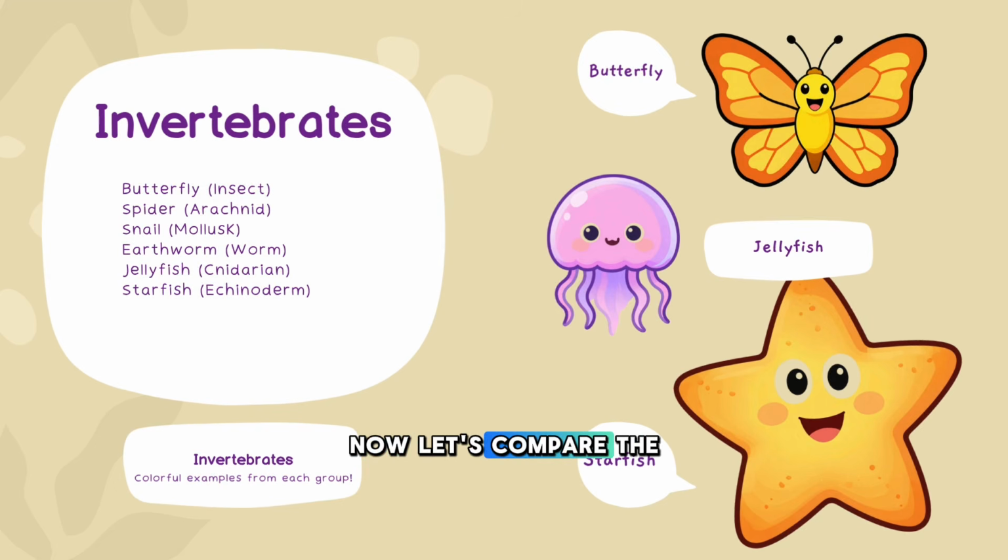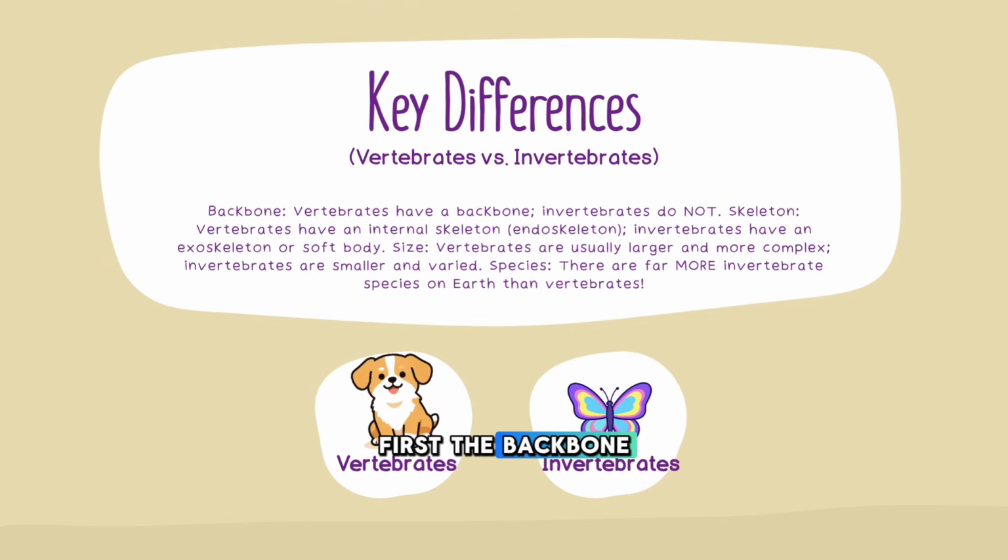Now, let's compare the two groups. First, the backbone. Vertebrates have a backbone, while invertebrates do not. Second, skeleton. Vertebrates have an internal skeleton or endoskeleton. Invertebrates may have an exoskeleton or a soft body. Third, size and variety. Vertebrates are generally larger and more complex, while invertebrates come in many different forms and sizes. And here's an important fact. There are far more invertebrate species on Earth than vertebrate species.